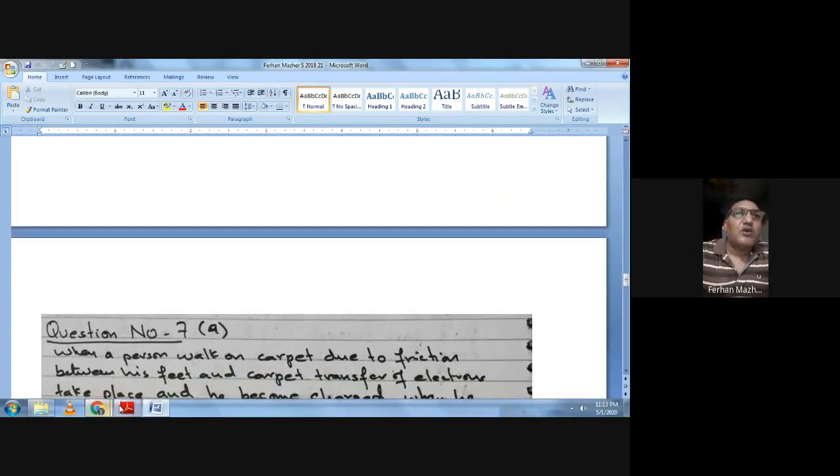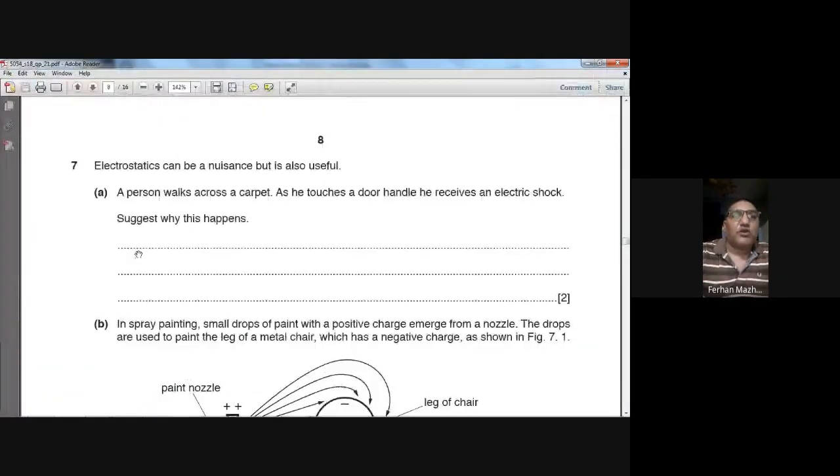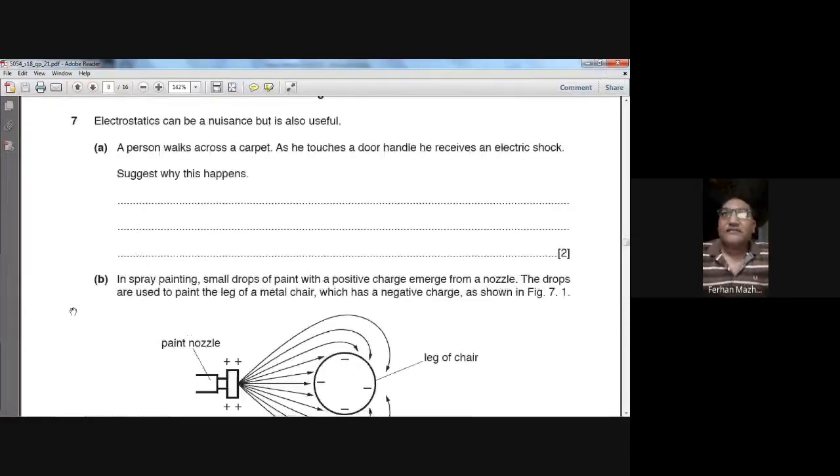Okay, so now we are moving to question number 7. Question number 7 is on your screen. Electrostatics can be a nuisance, but it is also useful. Part a: a person walks across a carpet. As he touches a door handle, he receives an electric shock. Suggest why this happened.